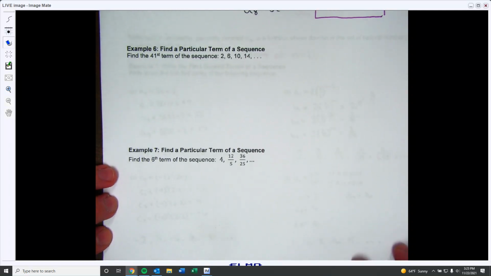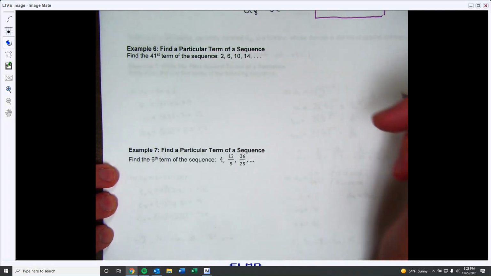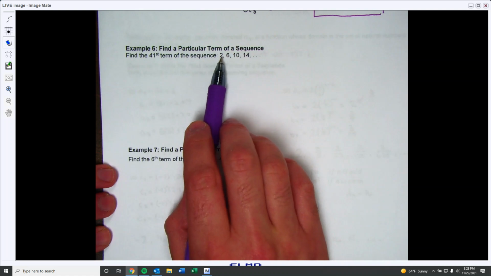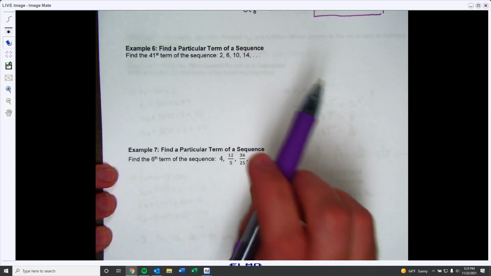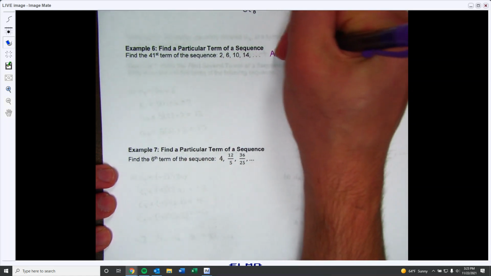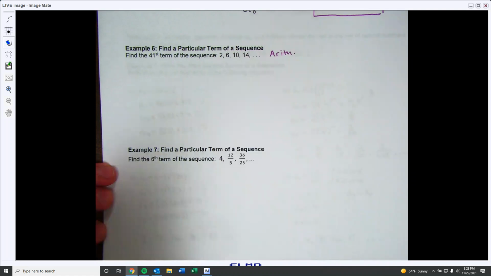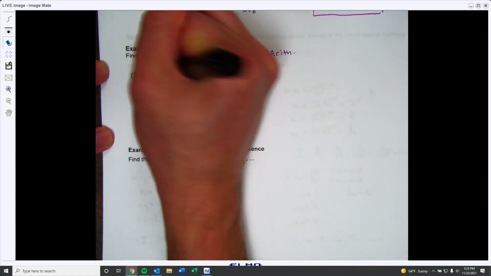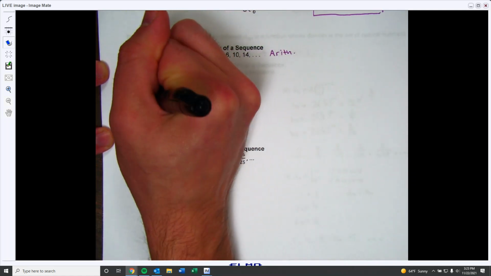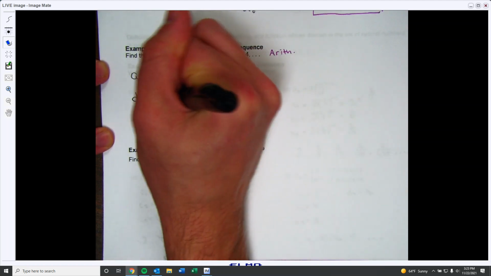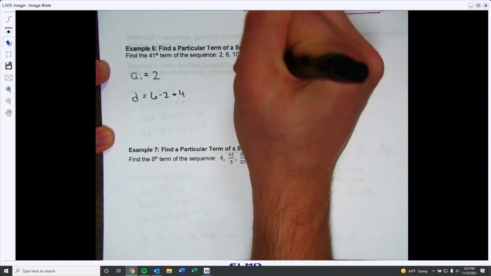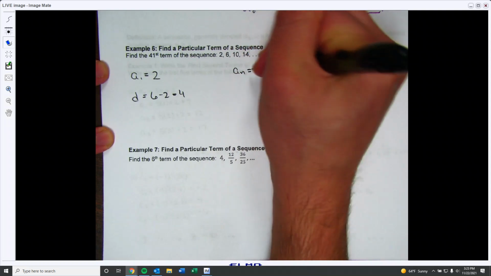All right. So for example 6, looking at this one, I want to find the 41st term. And looking at my sequence, 2, 6, 10, 14, this one is arithmetic because I am increasing by 4 each time. So for arithmetic, I need my first term, which is 2, my common difference. Pretty easy to spot that it's 4. Got it. Now I can write out my formula.